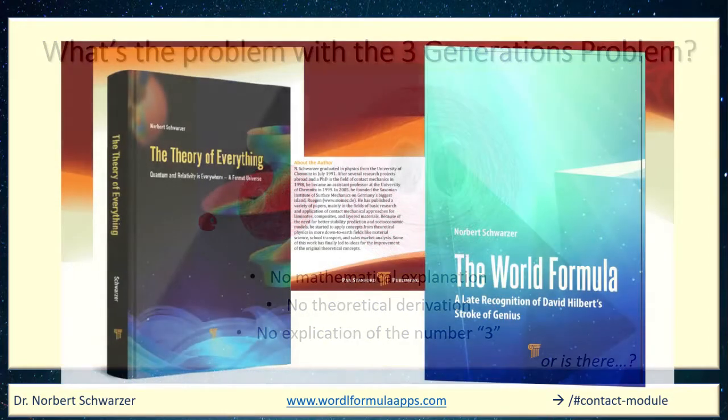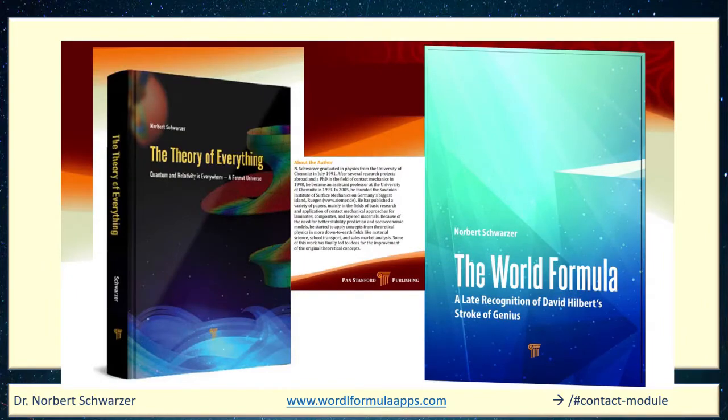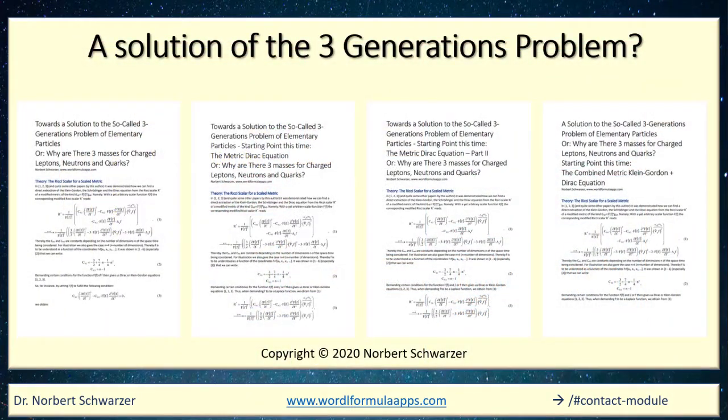Dr. Norbert Schwarzer, author of the books Theory of Everything, A Fermat Universe, and World Formula, a late recognition of David Hilbert's stroke of genius, has published a series of papers in which he seems to have solved this mystic 3 generations problem. We are back again at his office on the German island Rügen and ask him in person.